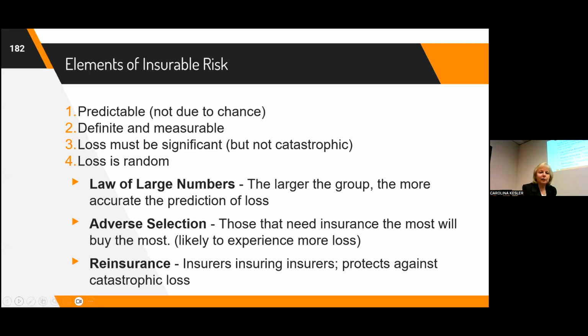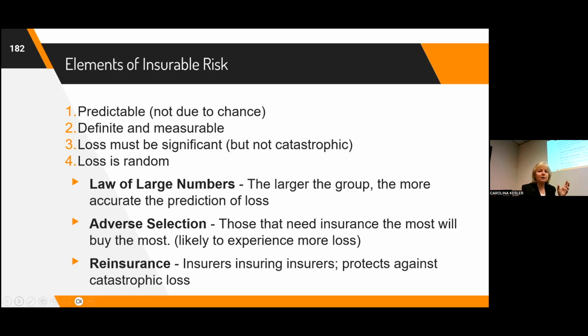Okay, elements of insurable risk. They got to be predictable, not due to chance. Definite and measurable, like in a car accident. They know how much your car costs to replace. They know how much your medical bills are. It's definite and measurable. The loss must be significant, but not catastrophic. If you see catastrophic in your answers, just mark it. It's the answer, okay? Loss is random. The law of large numbers. The larger the group, the more accurate the prediction, or similar or homogeneous. They all mean similar, right?